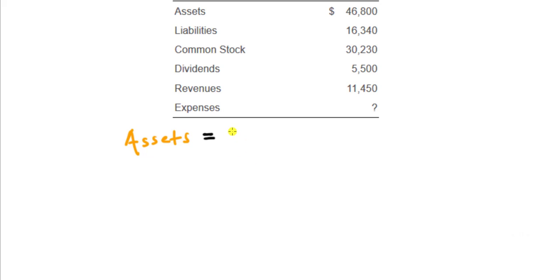Well, that would be the creditors, or the people that the company owes money to, all of its liabilities, plus the owners of the company. Naturally, who else? Other than the owners of the company and the people that the company owes money to, that's who has claim to those assets, right? Plus equity.